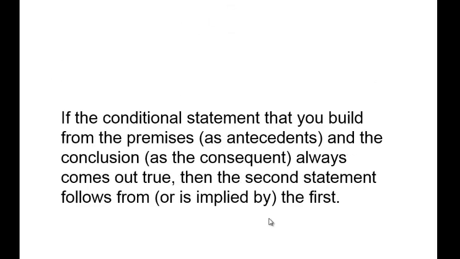So one more time. If the conditional statement that you build, with the premises as antecedent and the conclusion as consequent, always comes out true, then the second statement follows from the first, is implied by the first. Okay, so now we've seen in the previous video on rules of inference what these rules of inference are, and what we're going to do right now is do some examples of direct proof using the rules of inference.